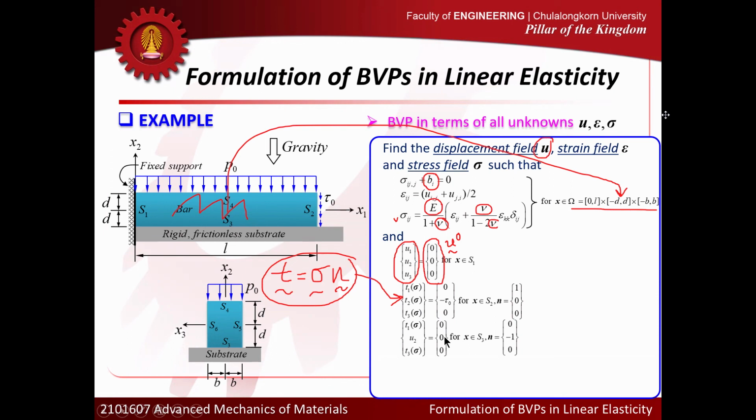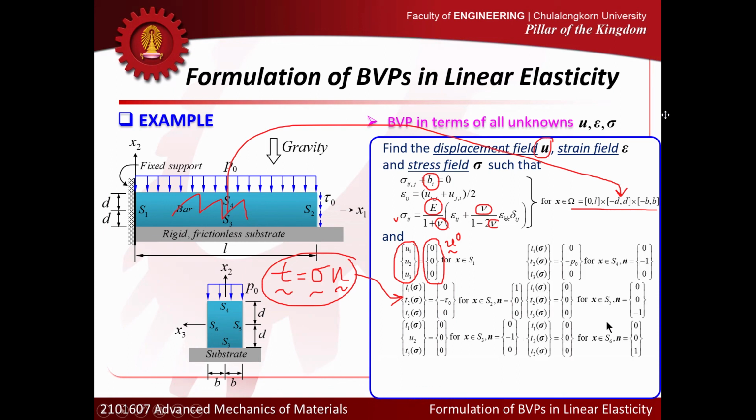When we verify the condition on the surface S3, we have to check that U2 has to be 0, okay? But T1 and T3 have to be 0 too. And T1 and T3 here have to be linked with stress somehow. I will show you at the end using this formula. And N for this surface is simply 0, minus 1, and 0.